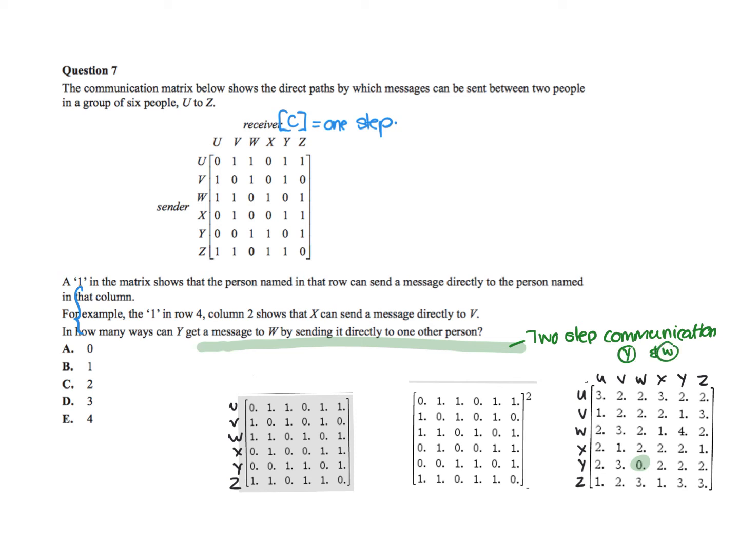So what I've done here is typed out on my calculator, this is C. Then to get this 2-step communication, I've taken C and raised it to the power of 2, so this is C squared. This is 2-step communication. We're looking for between Y and W, and you can see it's got a 0. So there are actually 0 2-step communications. So we just pick the answer 0 there.